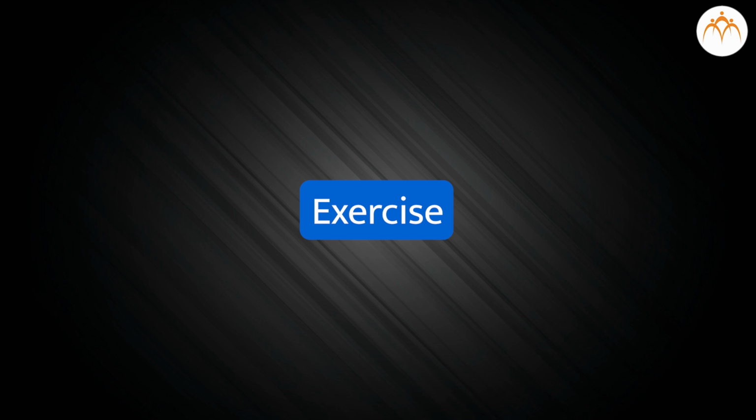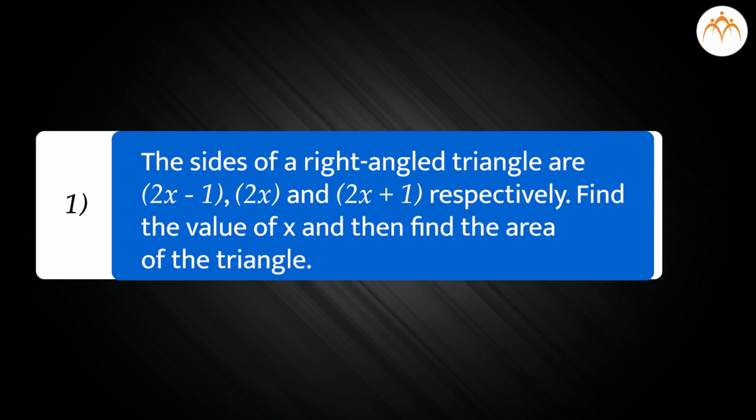Exercise. The sides of a right angled triangle are 2x minus 1, 2x and 2x plus 1 respectively. Find the value of x and then find the area of the triangle.